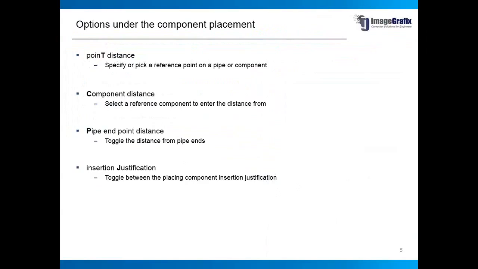And the second one is the component distance, where you can choose a reference component, and from the reference component you can define a distance that I want to place this component at, so and so distance from this existing reference one. Or the pipe endpoint distance, which helps us to toggle from one end of the pipe to the component, or maybe the other end, or maybe the right end, or maybe the left end, that you can toggle.